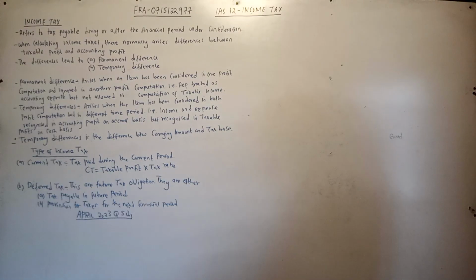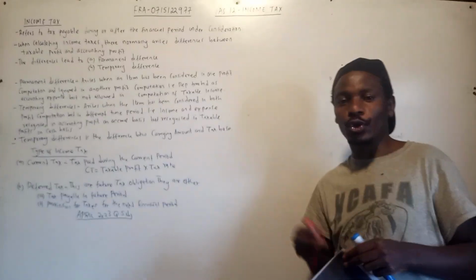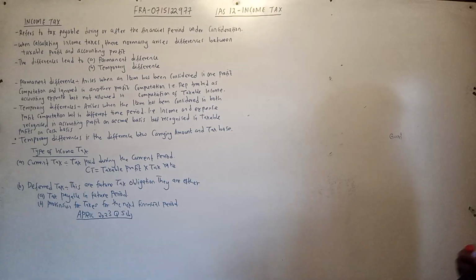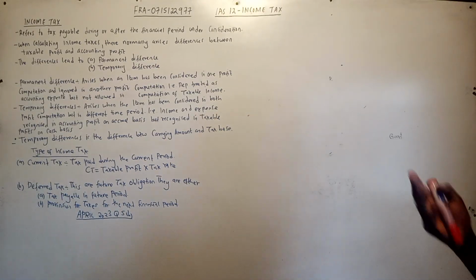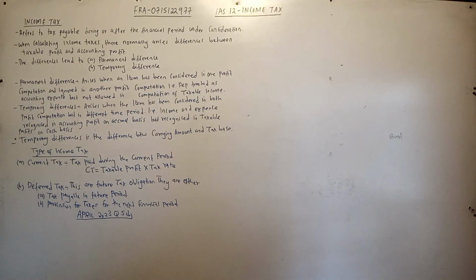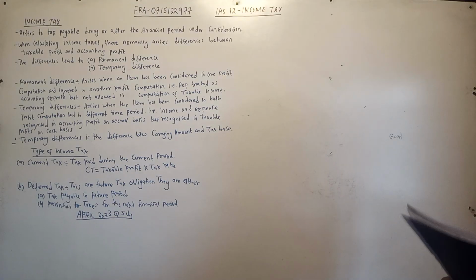Taxable profit is the amount of profit that is taxable by the revenue authority. Then we have the accounting profit. The accounting profit is the profit that is determined from the normal operation of the business. Now, because of the differences between taxable profit and accounting profit during computation, two items arise: the permanent difference and also the temporary difference.